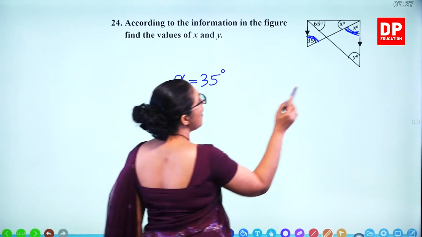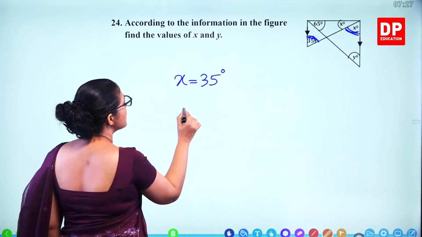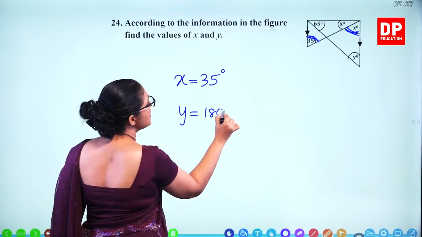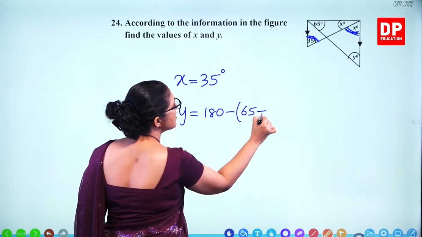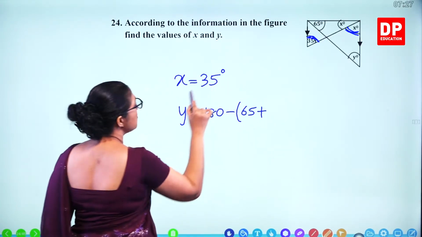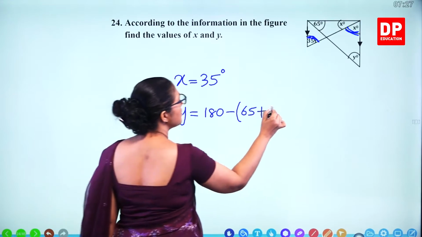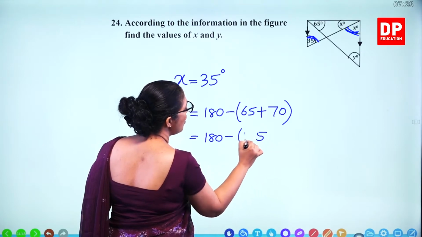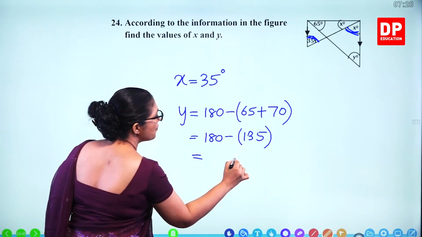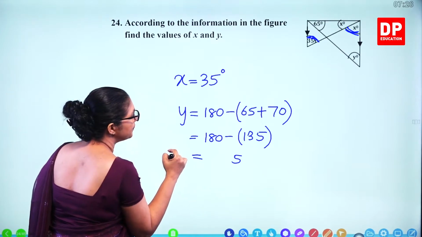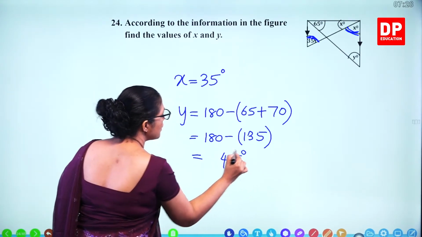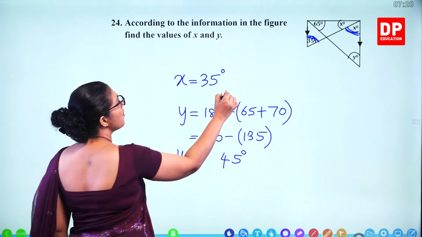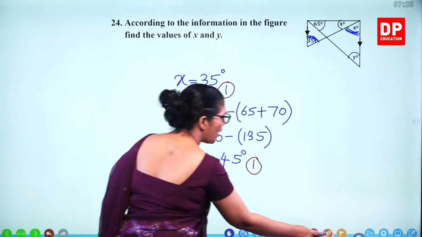So y we can find here using the triangle. The sum of angles in the triangle is 180. So 180 minus 65 plus 2x. 2x means 35 and 35 becomes 70. So 180 minus the sum of these two, 135. So subtract, you get the y value, 45 degrees. 1 mark for x and 1 mark for y value.